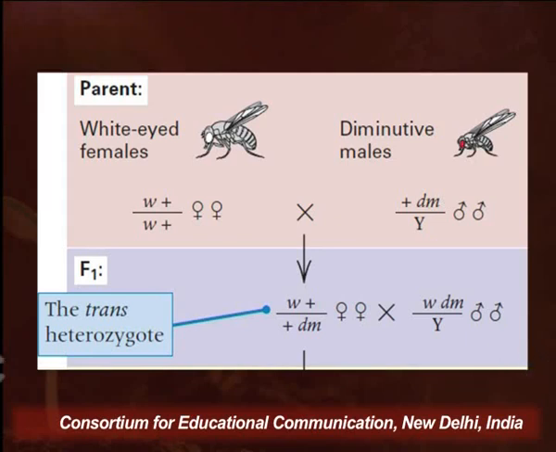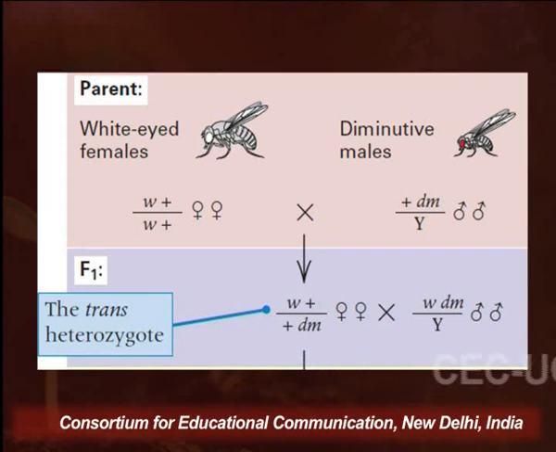This cross is between the white-eyed females, and of course they are larger in size, and the diminutive males which are having red eyes. Why do we put Y in the denominator? Because there is no X chromosome, that is, we have these characters only on the X chromosome, and then we get a trans heterozygote in terms of this cross.